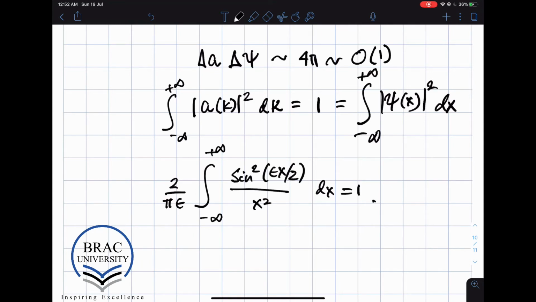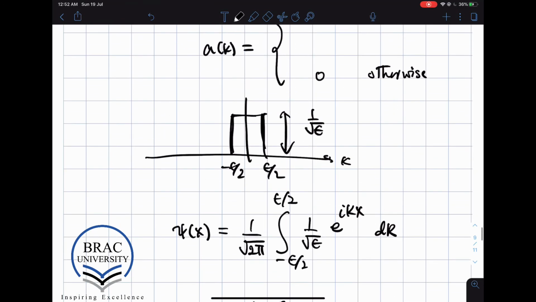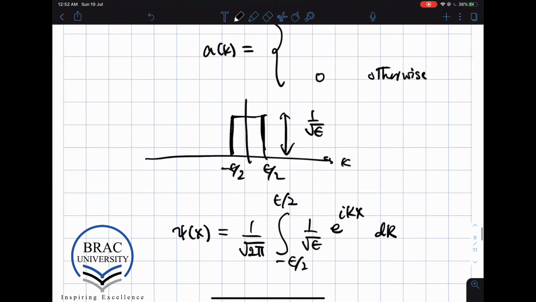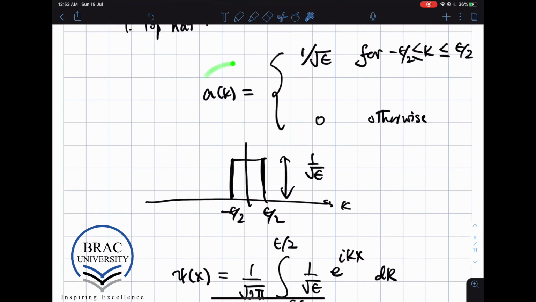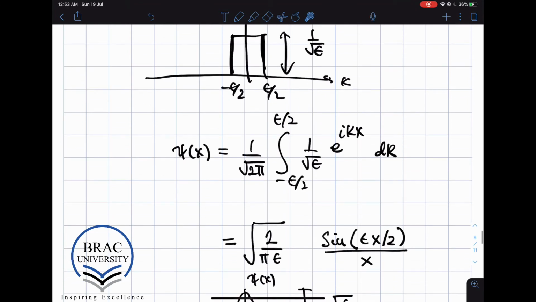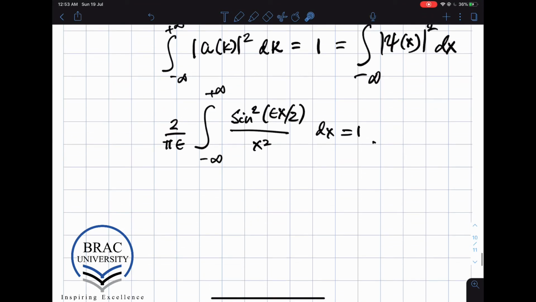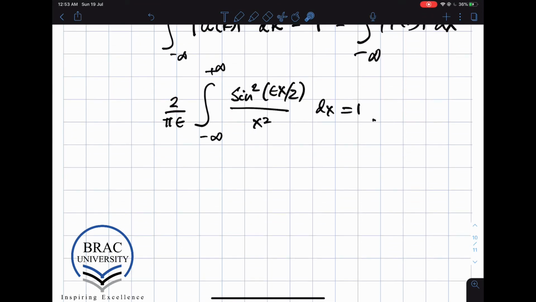So now we want to relate. What we have done is that we have shown how, if I start with a of k, I can derive the expression for psi. What happens if I start with the expression for psi? Can I derive the expression for a, which we already know? This, of course, will be given by the other Fourier transform formula.